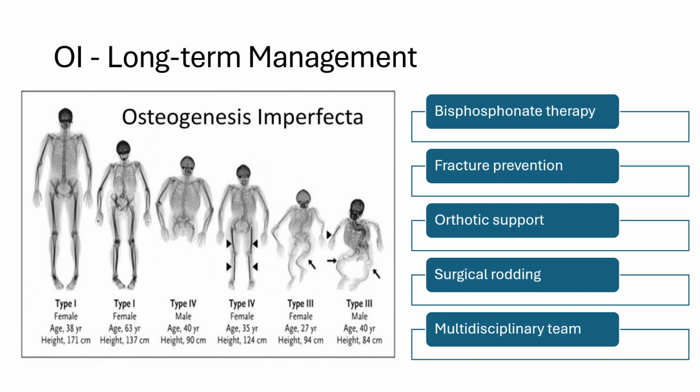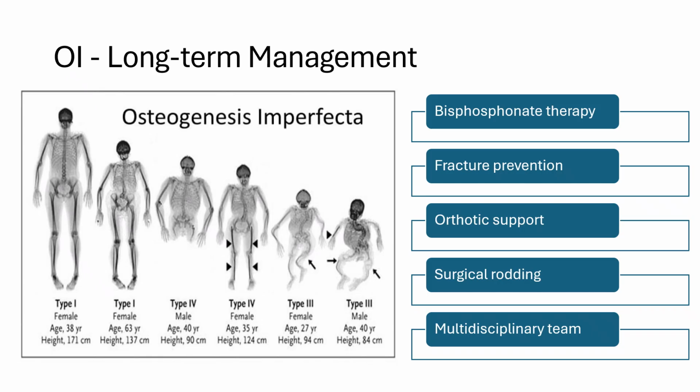Bisphosphonate therapy represents a significant advance in OI treatment, using medications that help strengthen bones by altering bone metabolism. Picture these drugs as working like reinforcement materials that help make the defective bone structure somewhat more resistant to fracture. While they cannot cure the underlying collagen defect, they can significantly reduce fracture rates and improve bone density in many patients.